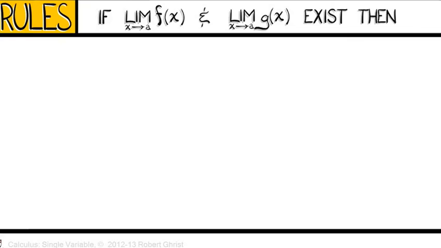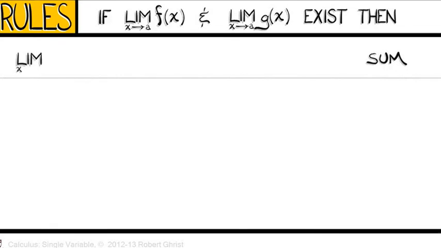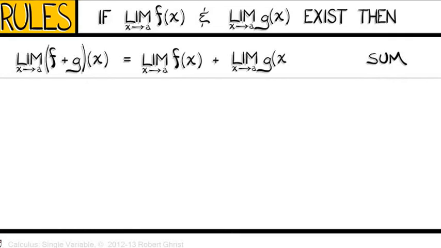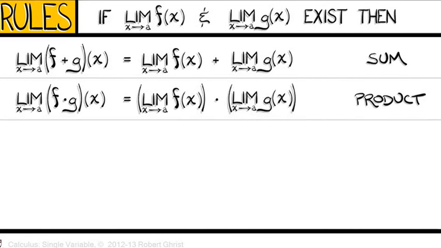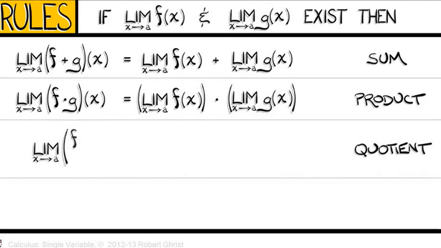There are certain rules associated with limits that you may know by heart, even if you don't remember them. If the limit of f of x as x approaches a and the limit of g of x as x approaches a both exist, then the following rules are in effect. There's a summation rule: the limit of the sum of f plus g is, in fact, the sum of the limits. There is, likewise, a product rule: the limit of the product of f and g is, in fact, the product of the limits.